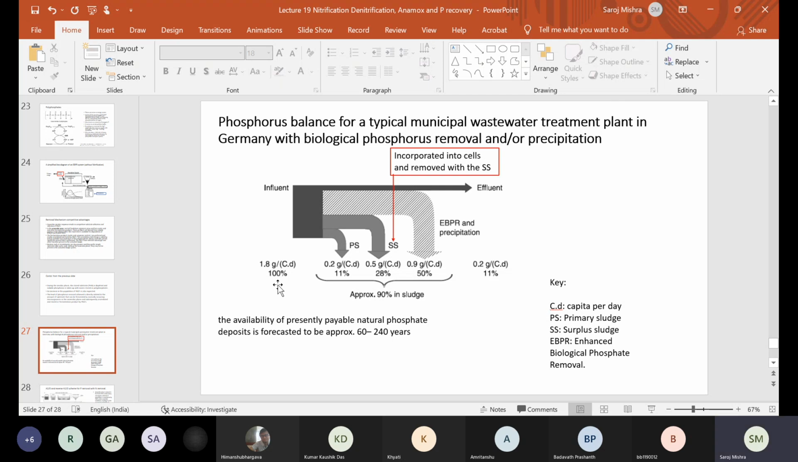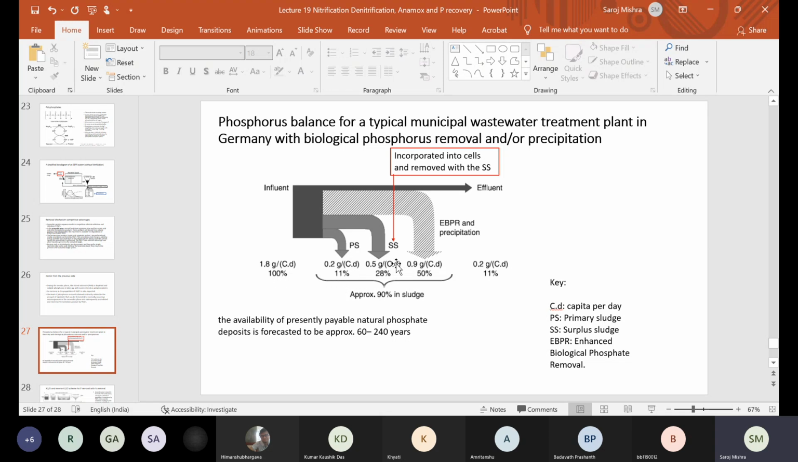So please try to understand what that term means. The total amount of phosphorus which is added per person per day is 1.8 gram. Now in the primary sludge, PS refers to primary sludge. When you carry out the primary settling and remove the primary sludge, the amount of phosphorus you are losing here is 0.2 gram, which is actually 11% of the total 1.8 gram.